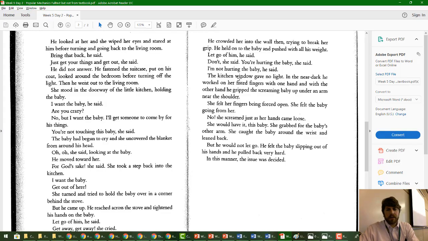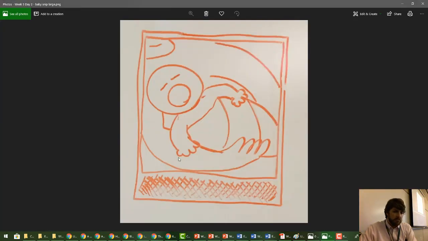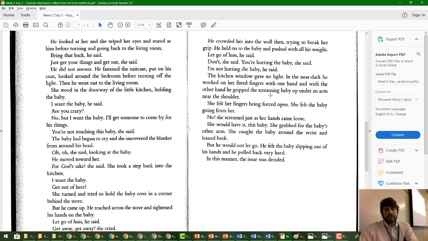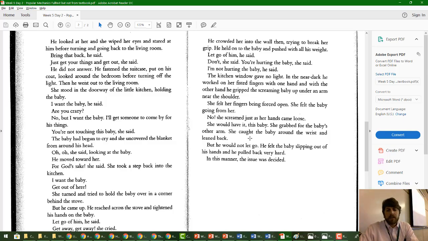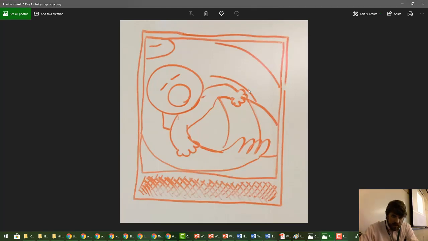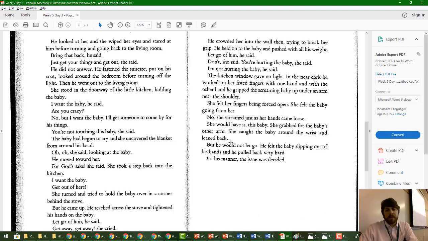Window gave no light. In very dark, he worked on her fisted fingers, and with other hand, he gripped the screaming baby up under an arm near the shoulder. So probably like right here, near the shoulder, up under an arm. She felt her fingers being forced open. She felt the baby going from her. "No!" Her hands came loose. She'd have it, this baby. She grabbed the baby's other arm, like maybe right here. He's got that corner. She's got that corner. She caught the baby around the wrist, this-ish area, and she leaned back. He would not let go. He felt the baby slipping out of his hands. He pulled back very hard, and this is the manner the issue was decided.